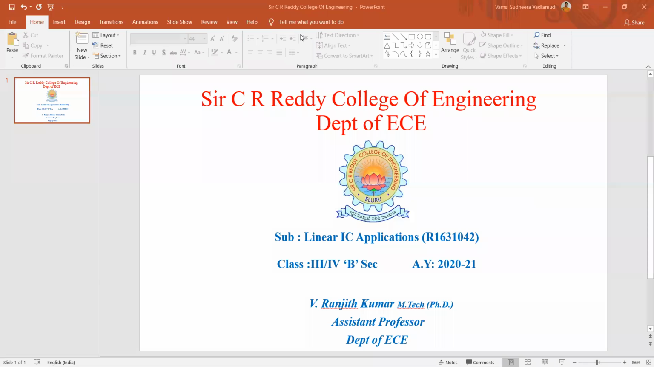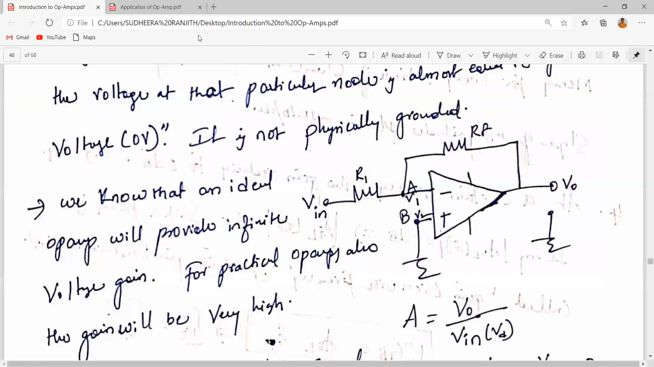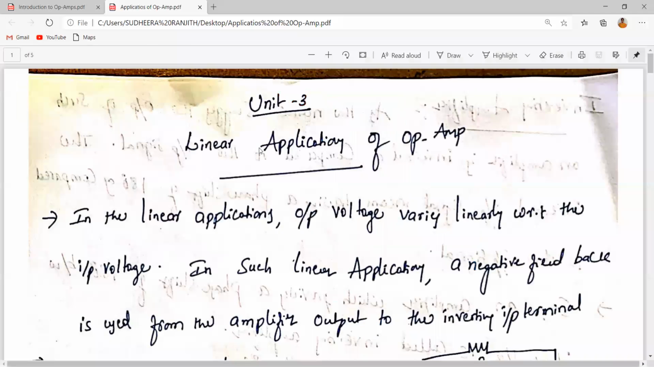So, let us start. We already said that the third unit is divided into two subparts. The first part belongs to linear applications. The second part belongs to non-linear applications.